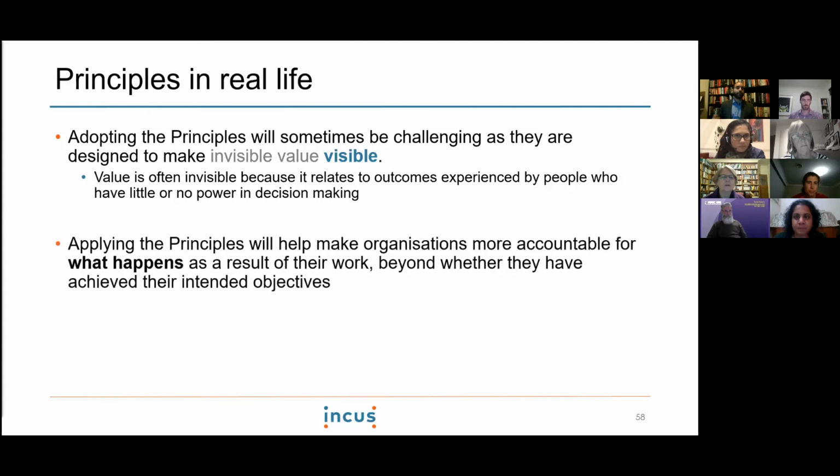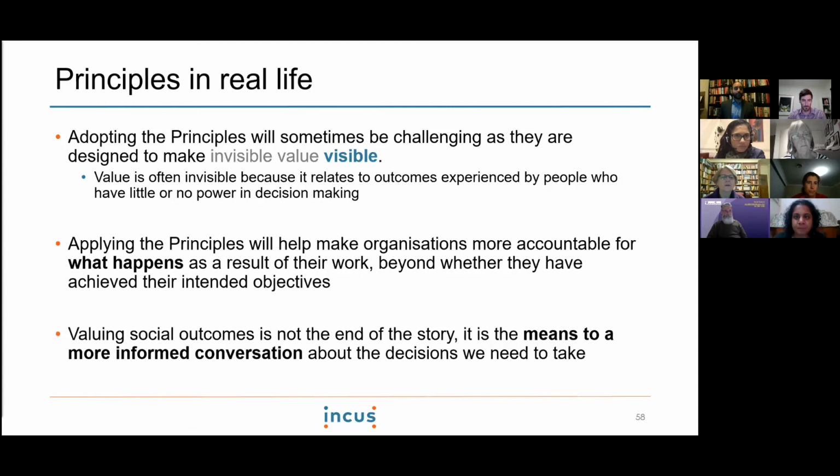But what it does do is help make organizations more accountable for what happens as a result of their work, beyond whether they have achieved their intended objectives. So it's really trying to work out what matters to the stakeholders of the program and giving that some relative importance, and not just what a program is seeking to influence or achieve.